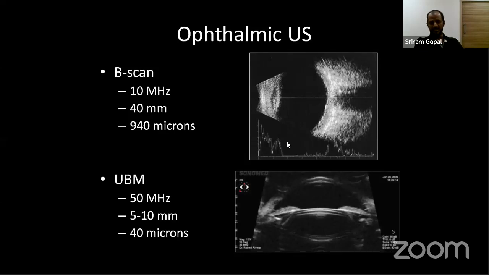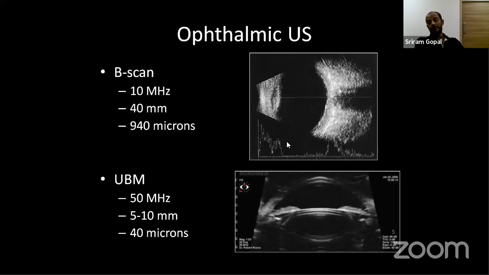The UBM was very important some time back until OCT came in and replaced most of the clinical scenarios where we would be doing a UBM. But a B scan, which works at around 10 megahertz, has a penetration of around 40 mm or 4 centimeters. That is why even if it's a highly myopic globe and you cannot get the ultrasound A scan going, you can still measure the axial length using a B scan. The axial resolution of a B scan is around 940 microns, so to keep it simple, around 1 millimeter. Anything less than 1 millimeter, it is highly likely you will miss on an ultrasound.